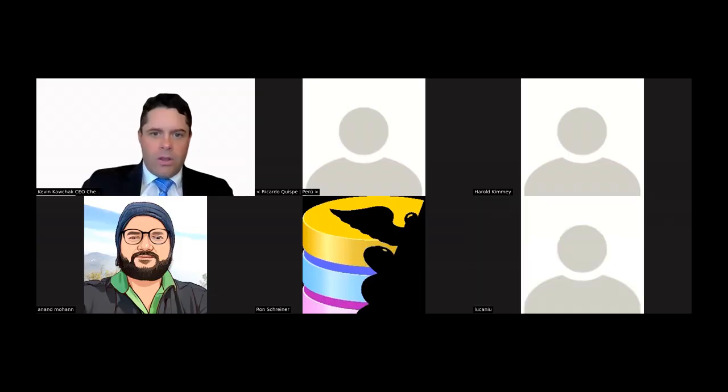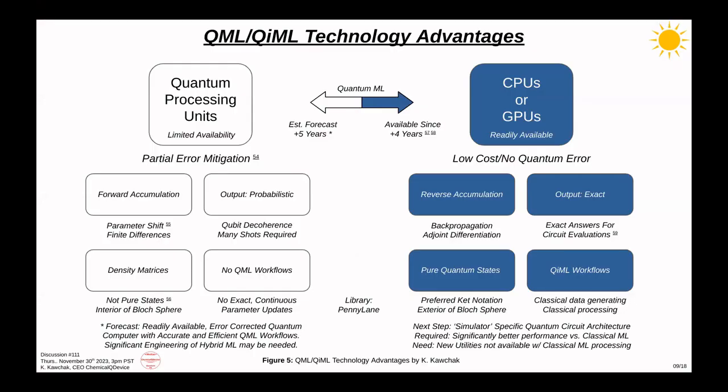As far as the QML workflows, you'll see here, no exact continuous parameter updates, right? So that's the biggest thing there. So for the whole package, if you want a readily available error-corrected quantum computer with accurate and efficient QML workflows, significant engineering would have to come. And even at that point, is it cost-effective, or how easy are these to get?